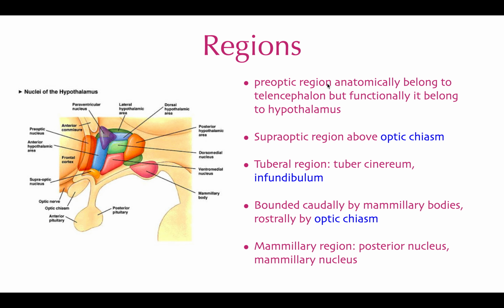The preoptic region belongs to the telencephalon, but functionally it belongs to the hypothalamus. The supraoptic region lies above the optic chiasm. The tuberal region is going to be the tuber cinereum and the infundibulum, and it's going to be bounded caudally by the mammillary bodies and rostrally by the optic chiasm. The mammillary region contains the posterior nucleus and the mammillary nucleus.